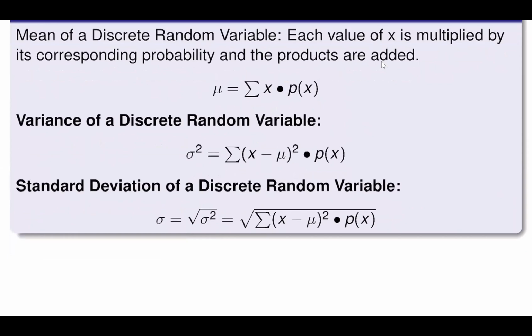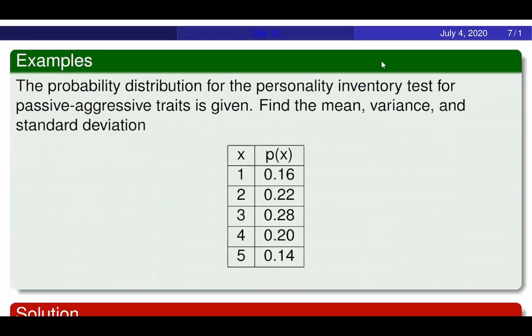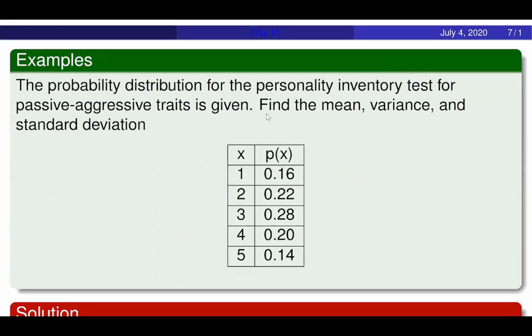All right, let's scroll on down. So here is our data set. It says the probability distribution for the personality inventory test for the passive aggressive trait is given. Find the mean, the variance, and the standard deviation. We're going to find the mean, then the variance, and then the standard deviation. For the mean, right now we're going to get practice on the mean.